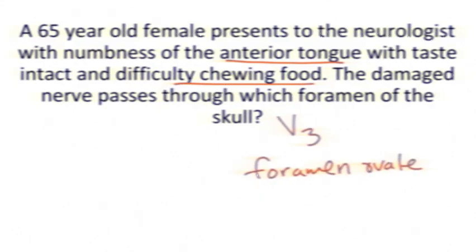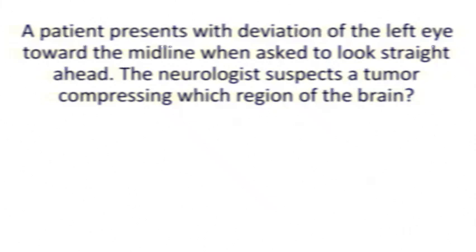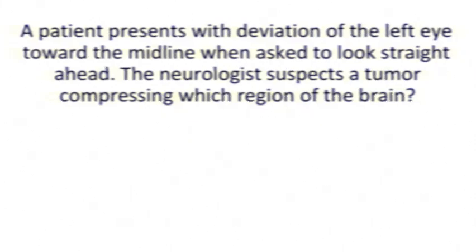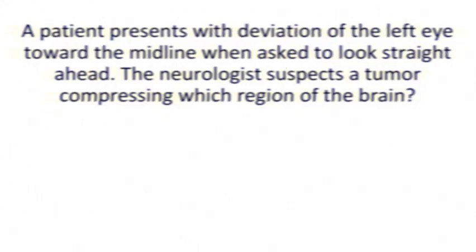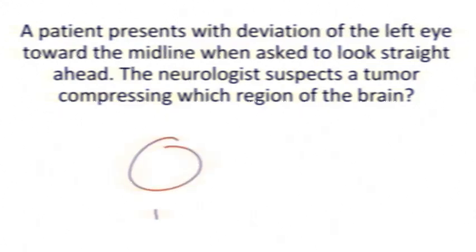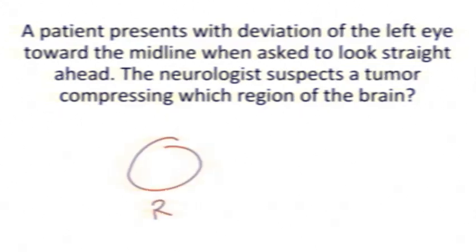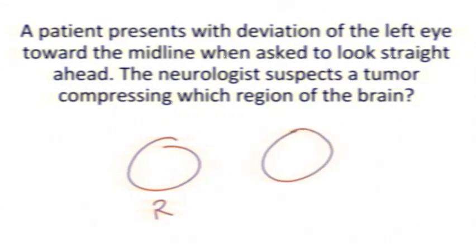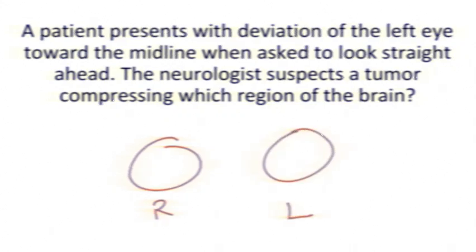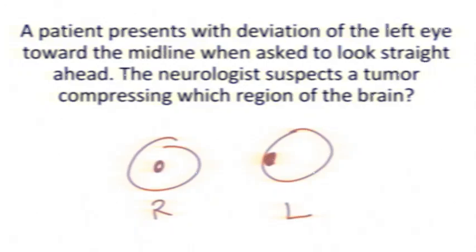Okay, let's do another question. A patient presents with deviation of the left eye toward the midline when asked to look straight ahead. The neurologist suspects a tumor compressing which region of the brain? So the right eye is not mentioned, so we can assume it's unaffected. But the left eye deviates medially, like this. Again, right eye is unaffected.